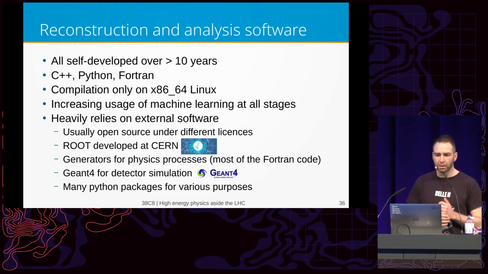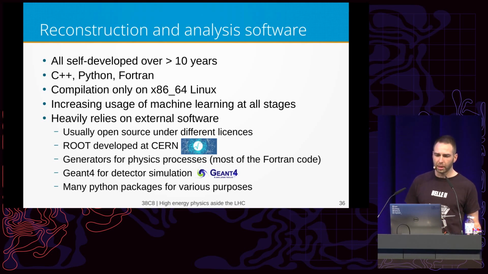Everything is based on the ROOT software that was developed by CERN. It's essentially the go-to standard in high-energy physics. I think every experiment uses ROOT as the core, because it's like a Swiss army knife for us. It has a lot of functionality that we really need for all experiments.